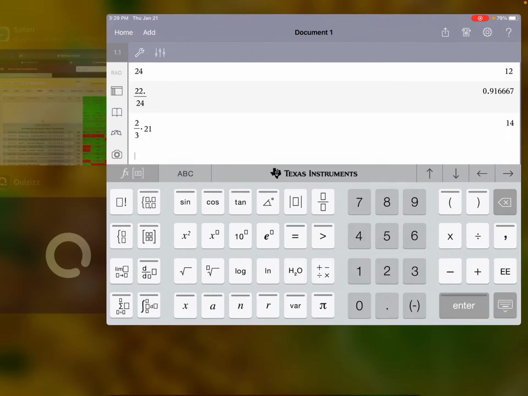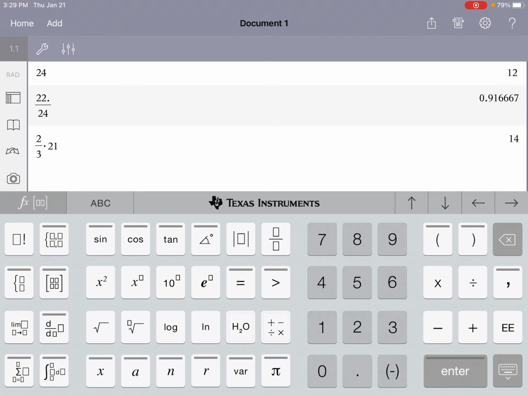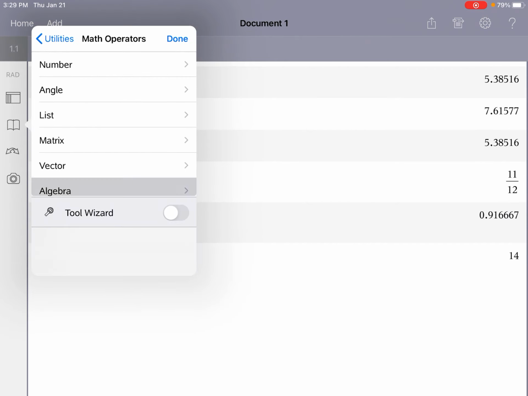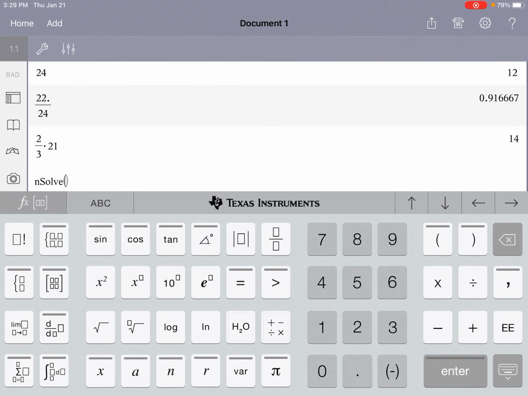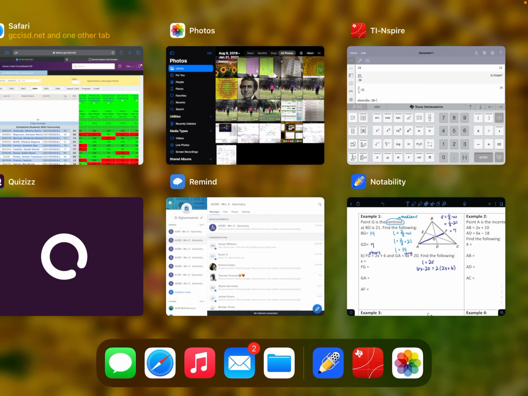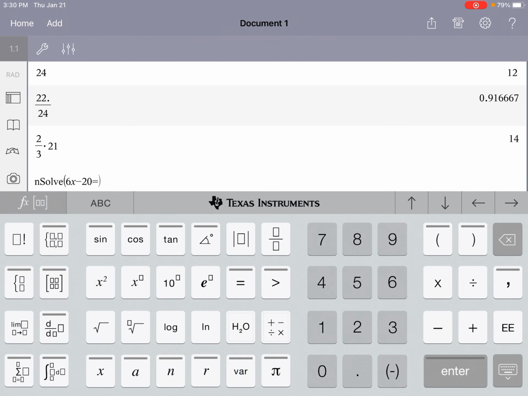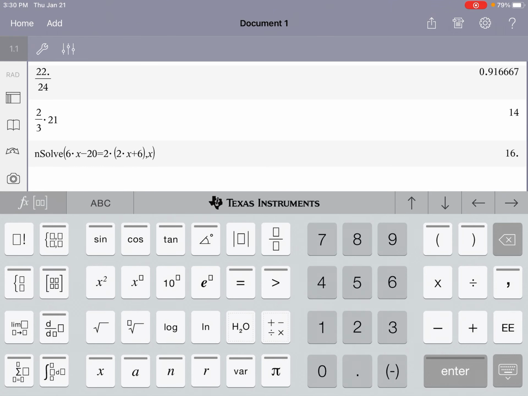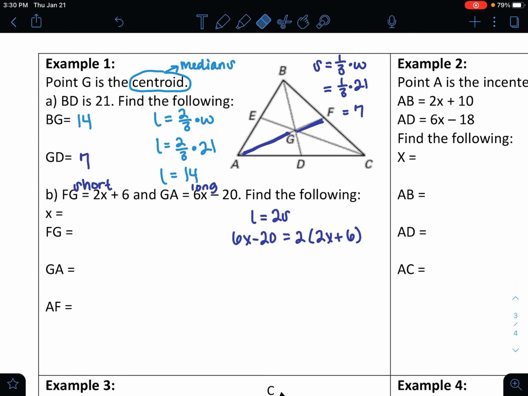So we had 6x minus 20. Oops, now I do need NSolve for this one because we're solving this equation. And don't forget comma x, enter. All right, so we get 16. So x equals 16. Okay, so now that we figured out x, we should be able to figure out all the others.